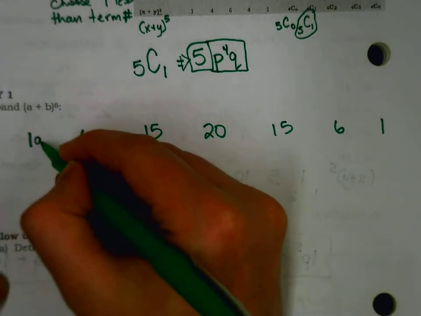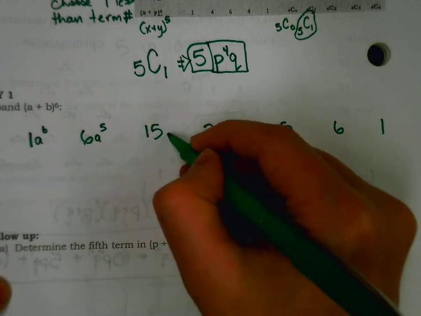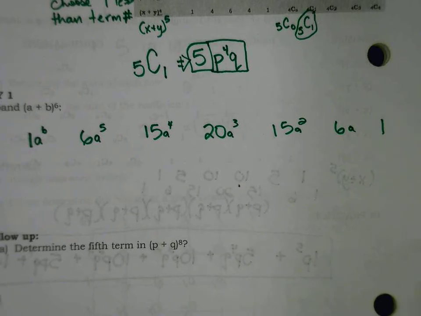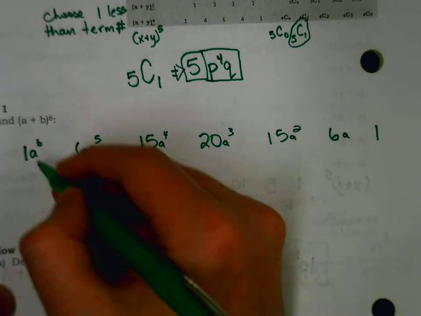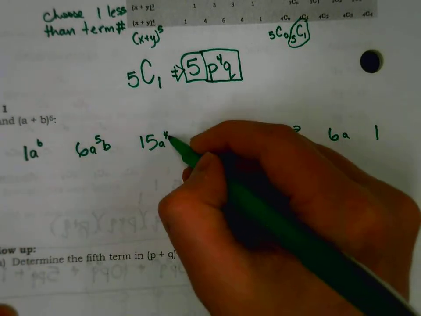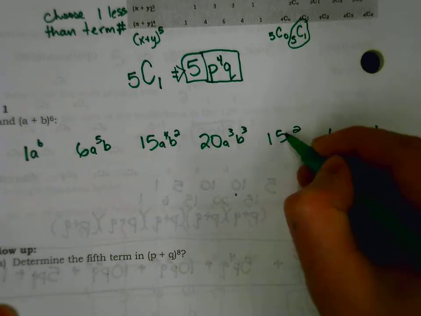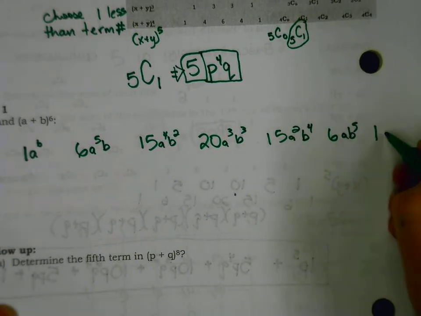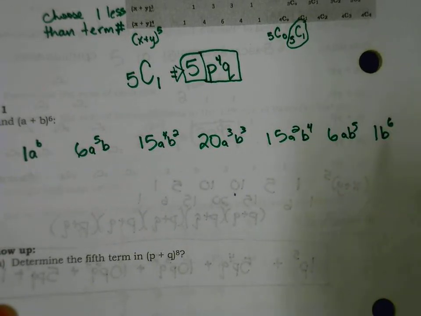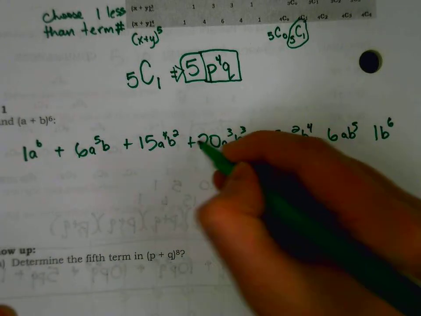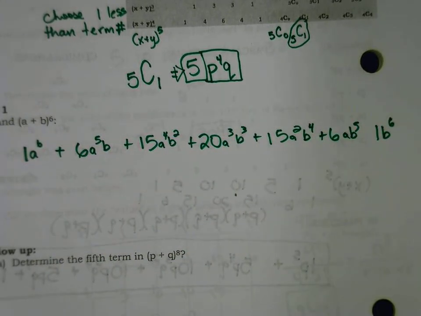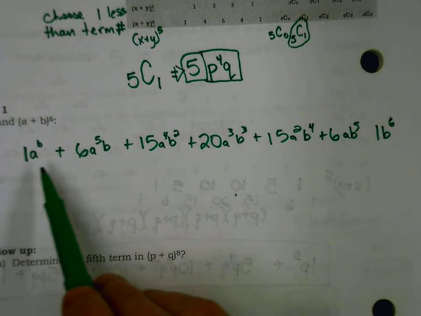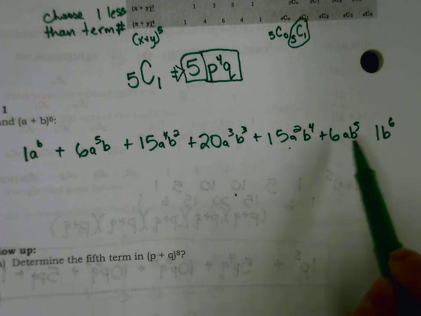I know that this is an a to the 6 to start, and then an a to the 5, a to the 4, a to the 3, a squared, a to the 1, and a to the 0, followed by b to the 0, b to the 1, b squared, b cubed, b to the 4, b to the 5, and 1 b to the 6. Throw in some additions between those, and this is expanding using a bit of a pattern. Now again, we can use combinations to determine individually specific terms.